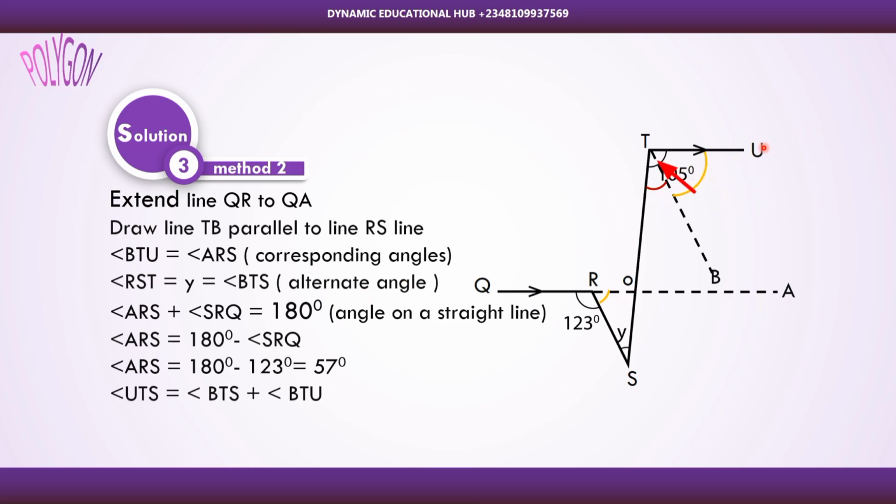UTS, which is the whole of this angle, will give us PTS, this angle, which is Y, and angle BTU, which is 57 degrees. So let's go ahead and insert them. So BTS, which is the value of the angle we are finding, which is Y, will give us UTS minus BTU. So that will give us 105 minus 57 degrees, and that is 48 degrees as well.